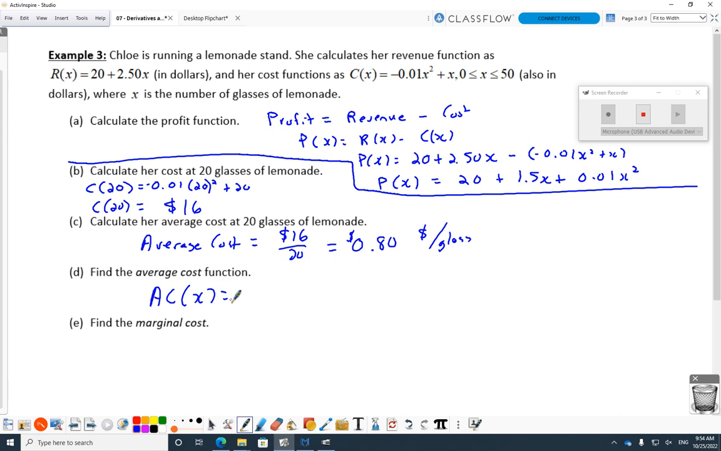Yeah. The numerator is the cost. How much did this cost? In her case, $16. But in our case, for a function, it's negative 0.01 x squared plus x. But then you have to divide by how many glasses of lemonade, and that's just x. We can do a little better in this case. We could tidy this up a little bit. It won't always be true that you can tidy it up nicely, but this one does.